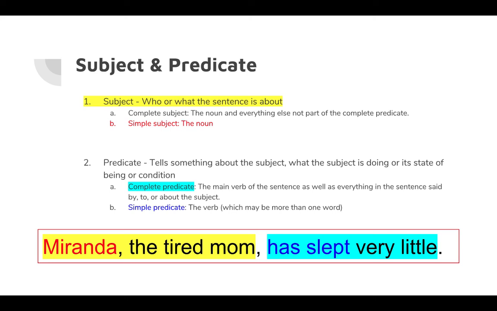So you'll notice the example here: Miranda, the tired mom, has slept very little. The whole subject is Miranda, the tired mom. The whole predicate is has slept very little. The simple subject is Miranda, and the simple predicate is the verb, has slept. Remember, verbs can be up to 4 words long, so we just have one verb there, but it's multiple words.